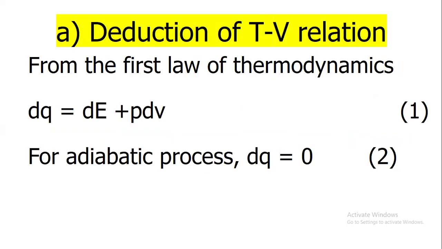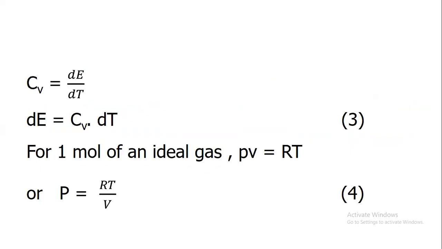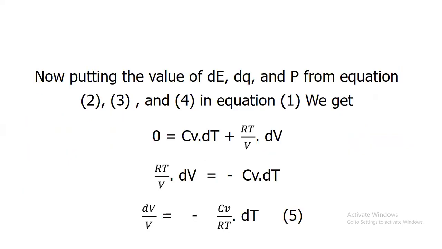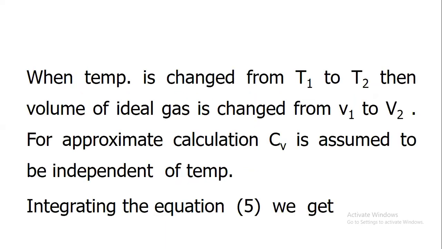Deduction of the TV relation from the first law of thermodynamics, dq equal to dU plus PdV. For an adiabatic process, dq equal to 0. Cv equal to dU over dT, so dU equal to Cv dT. For 1 mole of an ideal gas, PV equal to RT, so P equal to RT over V. Now putting the values of dU, dq and P from equations 2, 3 and 4 in equation 1, we get dV over V equal to minus Cv over RT dT.